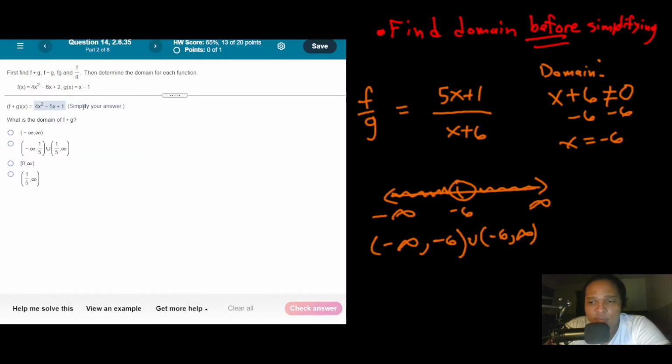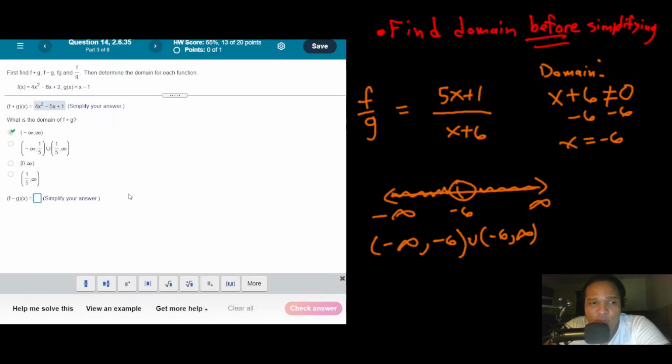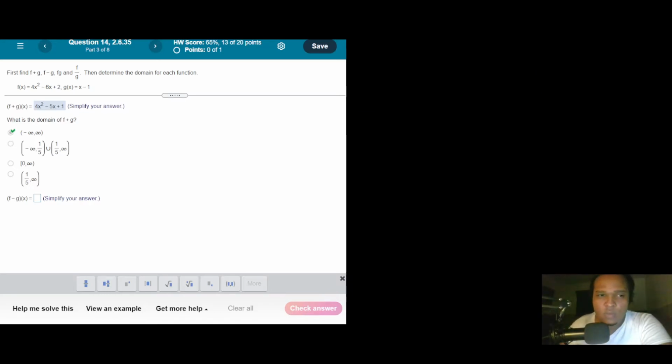That's it. Good job. Okay, what is the domain of f plus g? The domain, there are no fractions, no square roots. Negative infinity to infinity. Nice work. F minus g. All right, so it's the same thing. We're going to distribute that negative over here. I'm going to delete everything. Yeah, because we're distributing a negative, but you're going to see it's the same thing.